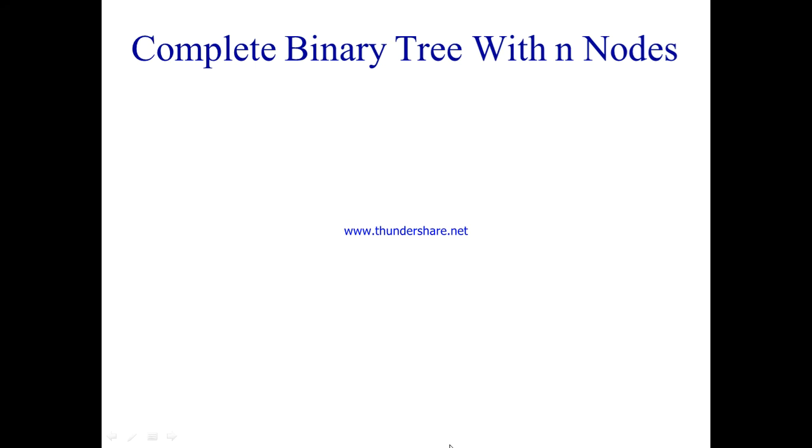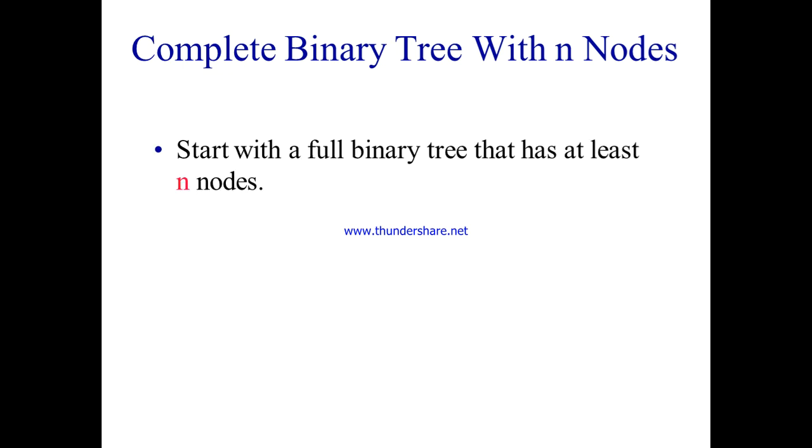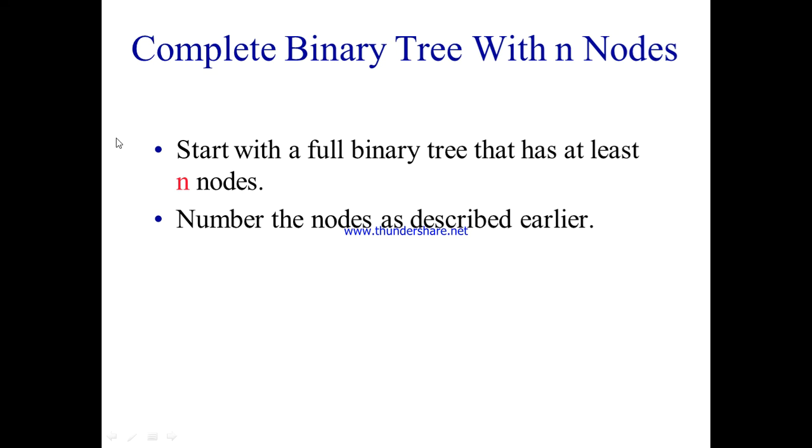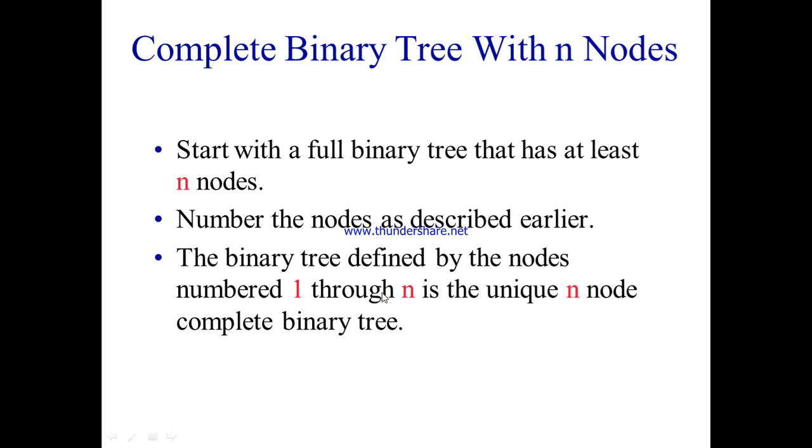So we have seen what a full binary tree is: it has the maximum number of nodes possible. Now one more concept of binary tree is the complete binary tree. Start with the full binary tree that has at least n nodes. The nodes are numbered 1 through n, so there will be n nodes in my tree.